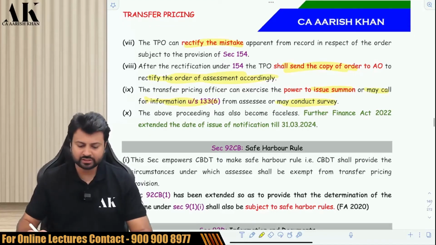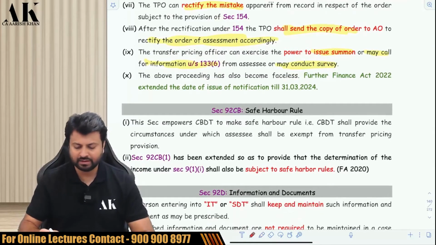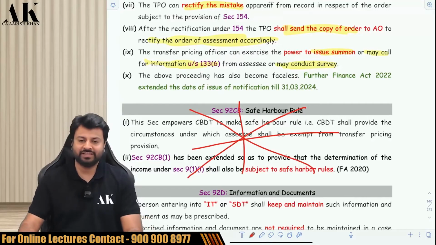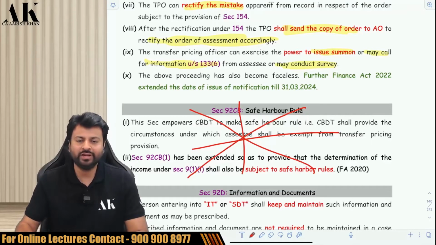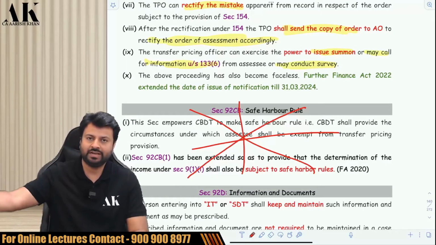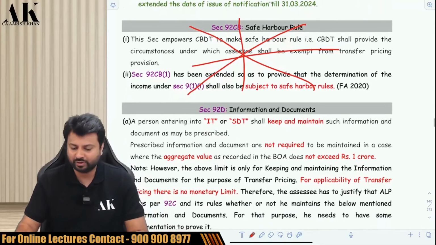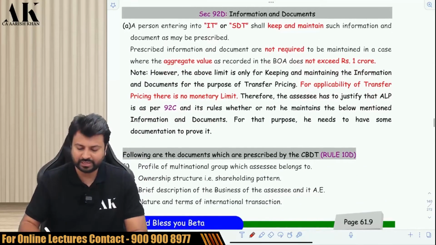So let's move on to the next one, and that is the safe harbor rule. For your exam, the safe harbor rule is not applicable for your May 23 and November 23 exams. So don't worry about it. Only the domestic safe harbor rule is applicable, which I'll be dealing with at the end of this chapter. But for international transactions, the safe harbor rule is not applicable for your exam. So forget about this particular concept. Okay, let's move on to the next one.